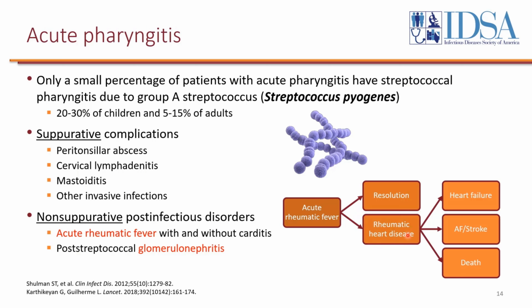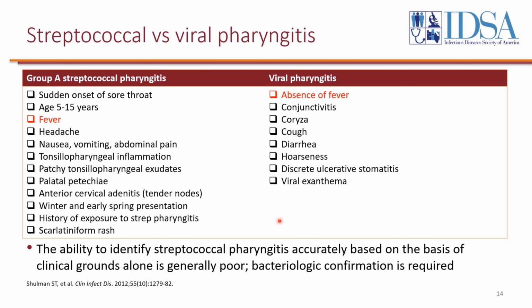And what's significant about rheumatic heart disease is that it can actually lead to heart failure, atrial fibrillation and stroke, and also death. So this is why we emphasize treatment of Streptococcus pyogenes pharyngitis. Now here are the IDSA criteria for distinguishing between group A streptococcal pharyngitis and viral pharyngitis.